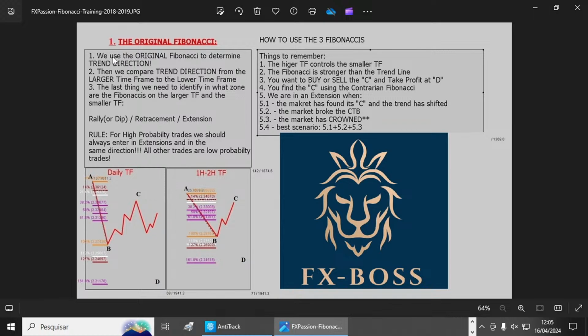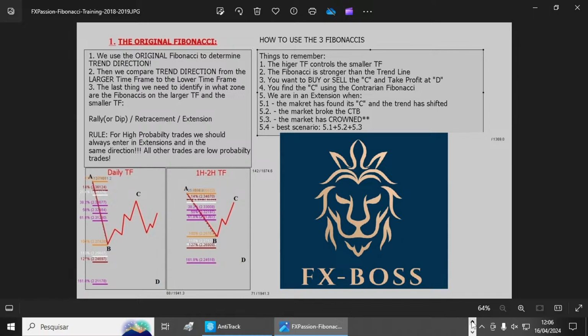So, the original Fibonacci, we use to determine trend direction. Then we compare trend direction from the larger time frame to the lower time frame. The last thing we need to identify is what zone the Fibonaccis, talking about the original one, are in on the larger time frame and the smaller time frame. So in this example, it was a dip, retracement, extension. Rule: for high probability trades, we should always enter in extension trades and in the same direction. All other trades are low probability.